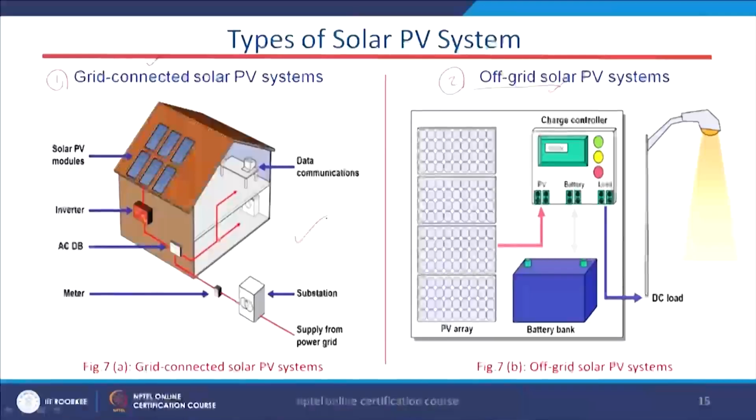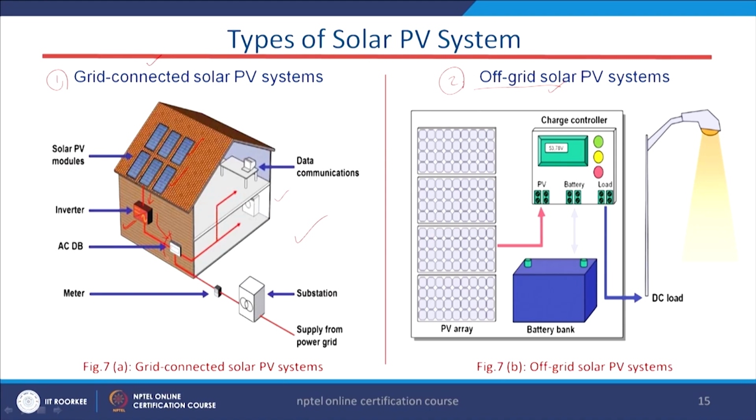Okay, so, coming first to this grid connected solar PV system. Here, if you see this particular picture, in this home, here are our PV panels. PV panels are installed or mounted on the rooftop, and from there we get the DC power. This DC power comes to the inverter, and the inverter converts it from DC to AC power, and this AC power goes to the AC distribution board.